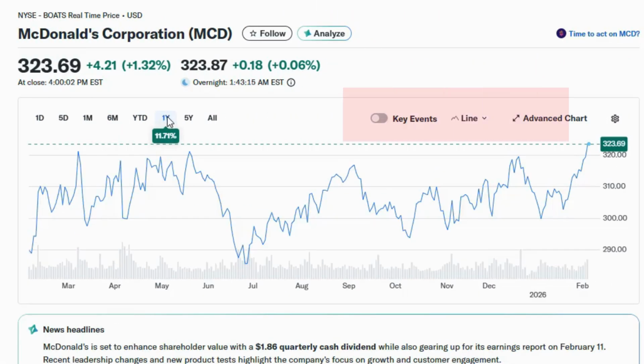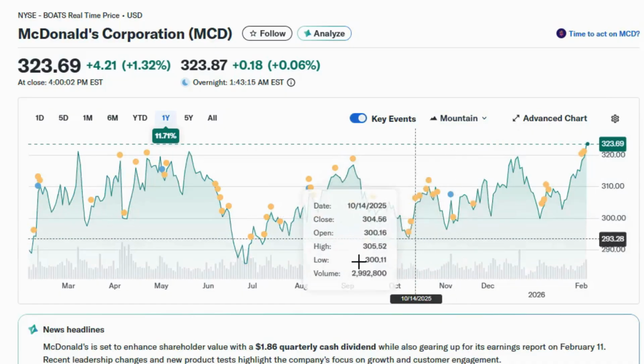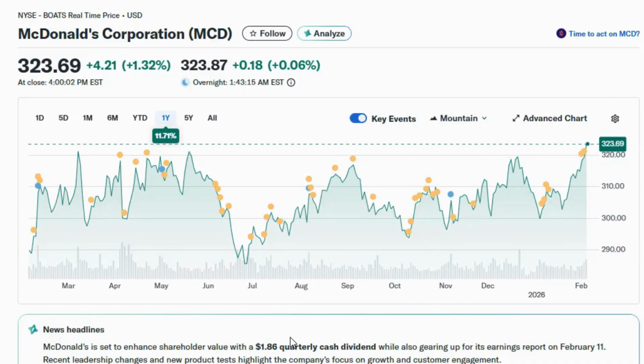You'll also notice a toggle called Key Events, which when turned on highlights important events like earnings announcements or dividends directly on the chart. This helps explain why a stock may have jumped or dropped on certain dates. Just above the chart, you'll also notice 2 important controls, Mountain and Advanced Chart.